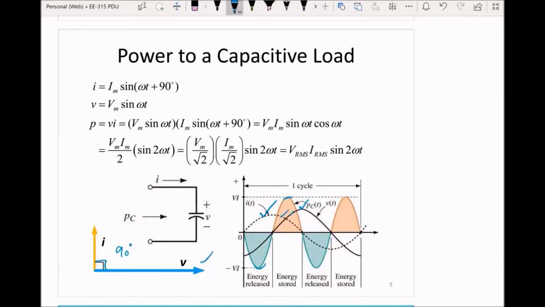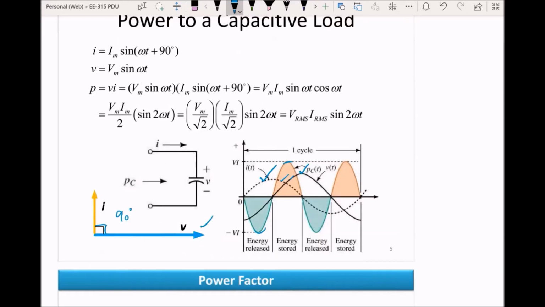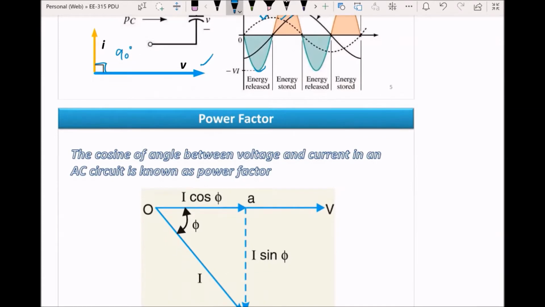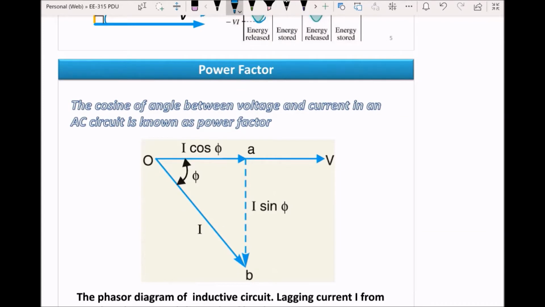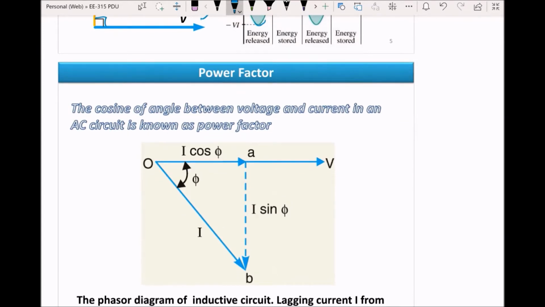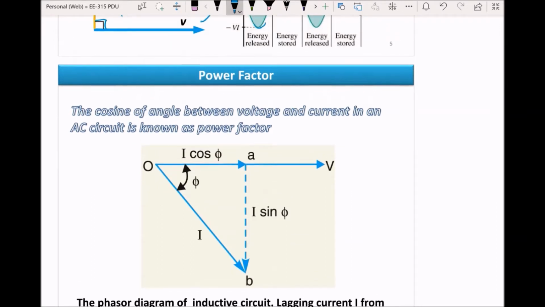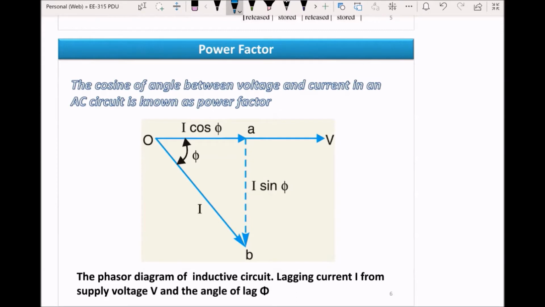Okay, so this is just a basic concept which we already studied in the same course. Now, if we talk about power factor, the cosine of the angle between the voltage and current in an AC circuit is the power factor. As we discussed from the previous example, let's say this is an inductive load, then there will be a lag. So this current will be lagging the voltage by some angle phi. And if we take the cosine, as I said, the cosine of the angle will be the power factor.